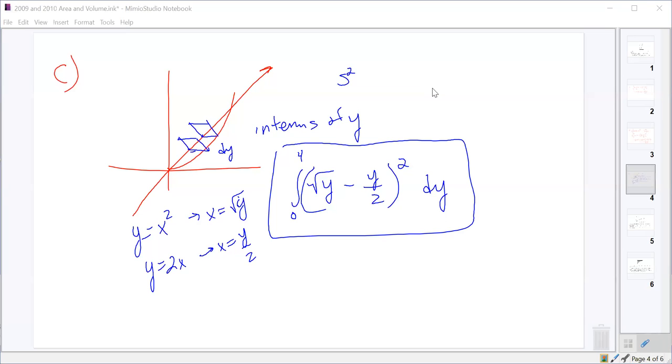Any other questions on that one? A, B, or C?